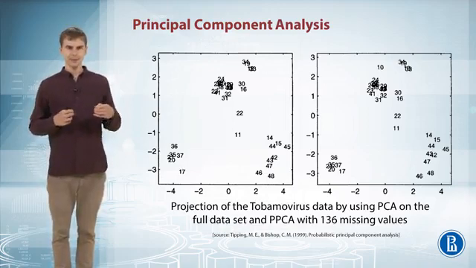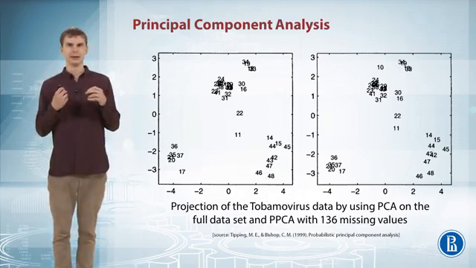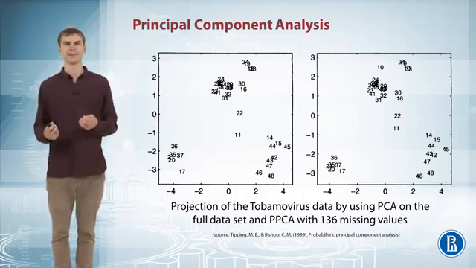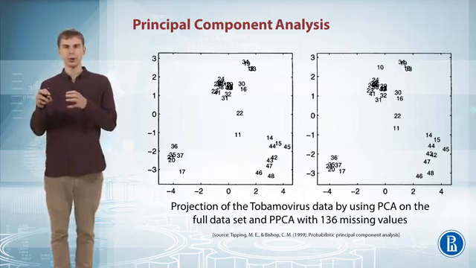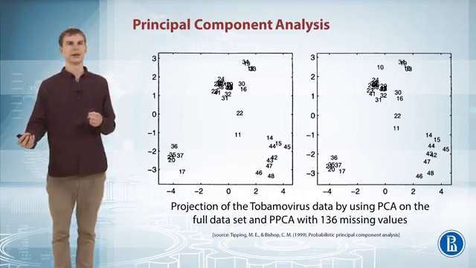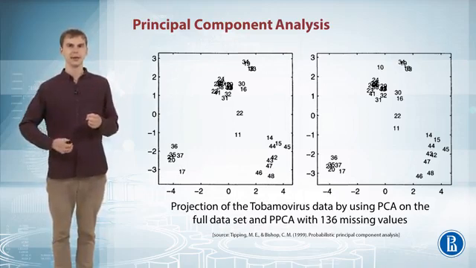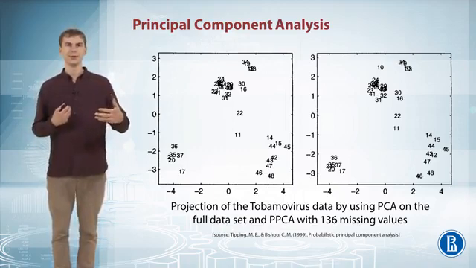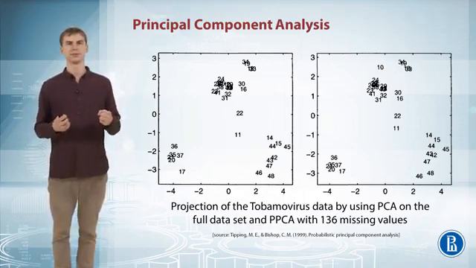And they then tried to obscure some of the data. So they introduced missing values into the data. They threw away some parts of the features. And then they projected this data set with missing values again. And you can see that these two projections don't differ that much.